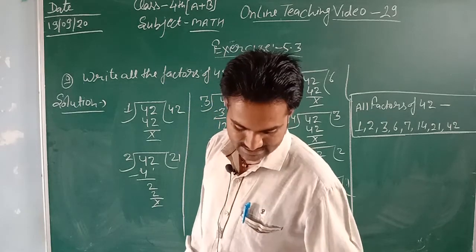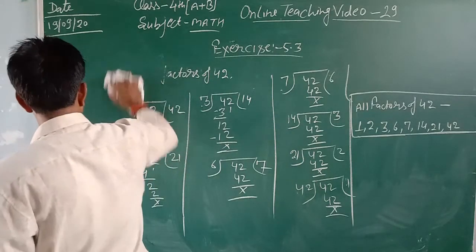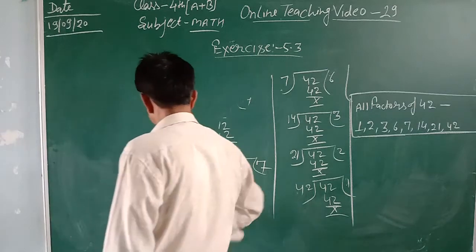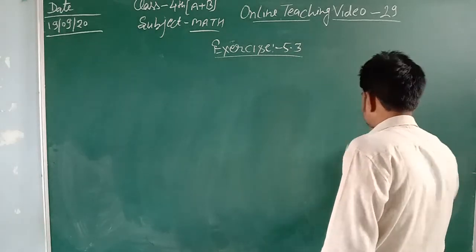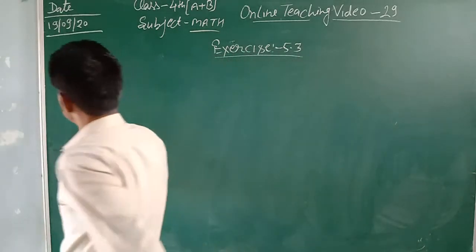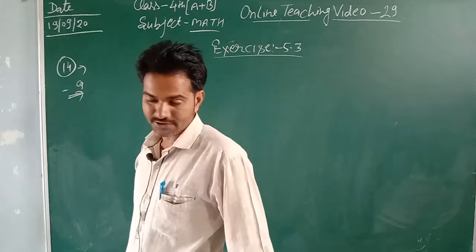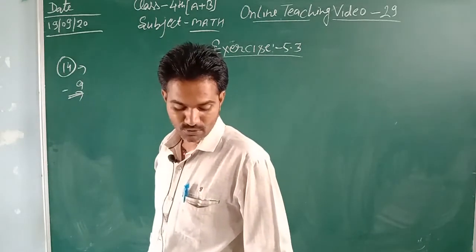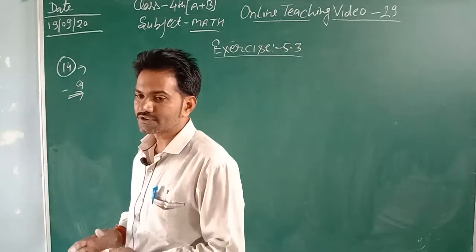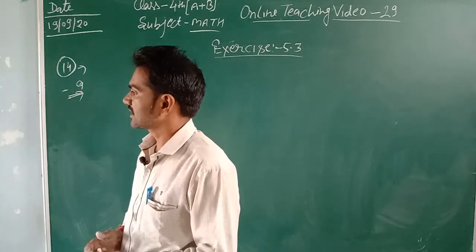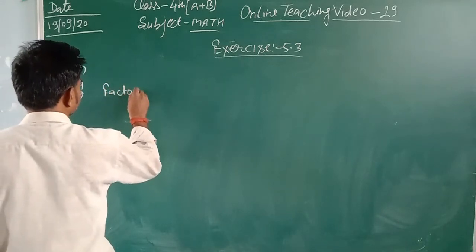So now we will discuss question number 14, that is fill in the blanks. In part A of question 14, what we have to fill in the blanks: 4 into 8 equal to 32. So 4 and 8 are two numbers whose product is 32. The numbers that are multiplied and give the result will be the factors of that number. So we will fill in the blanks with factors.